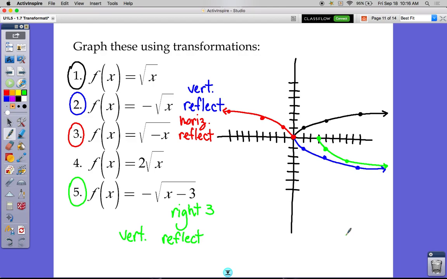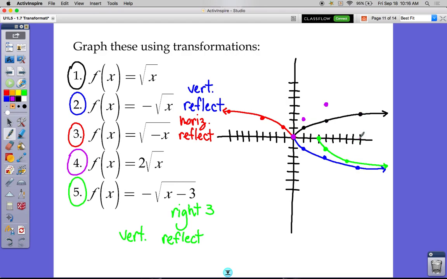for number 5. Now for the last one, as I promised you, we haven't really talked about this yet. But let's see if we can kind of piece this one together. For number 4, it looks like it's happening to the outside. So if I take the square root of x, I'm going to multiply that by 2. So the square root of 0 is 0 times 2 is still 0. Square root of 1 is 1 times 2 is now 2. Square root of 4, right here, square root of 4 is 2 times 2 is 4.